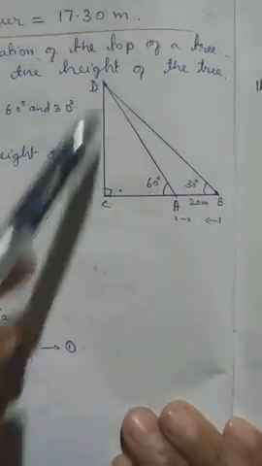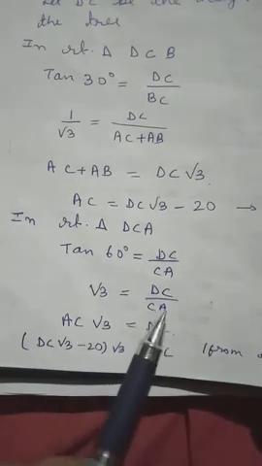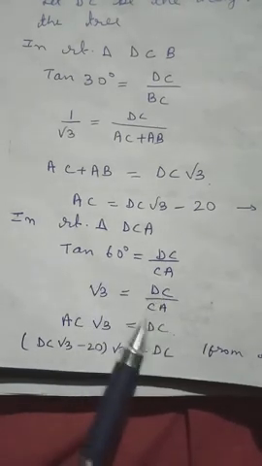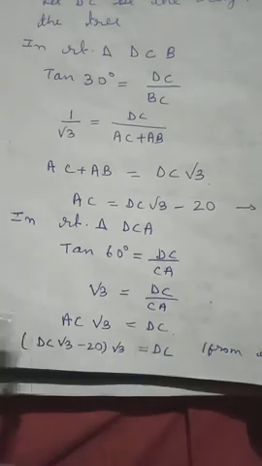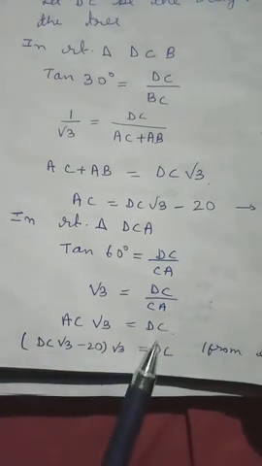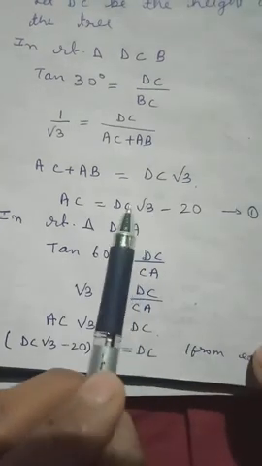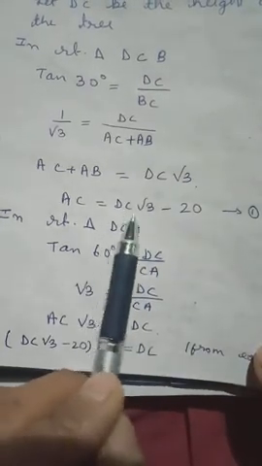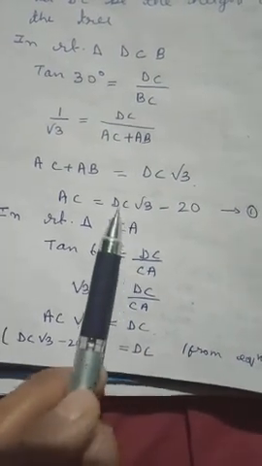We use the second triangle. Here 60, it will be DC by CA. Here also we don't know both, but tan 60 we know is root 3. So we cross multiply, DC we get it, AC root 3. Whatever value we get here, we can replace it in equation 1. So instead of DC, we can write AC root 3 here.